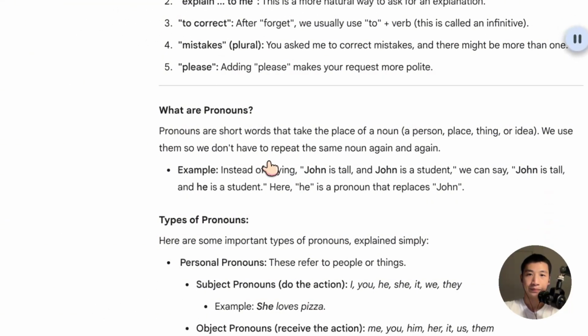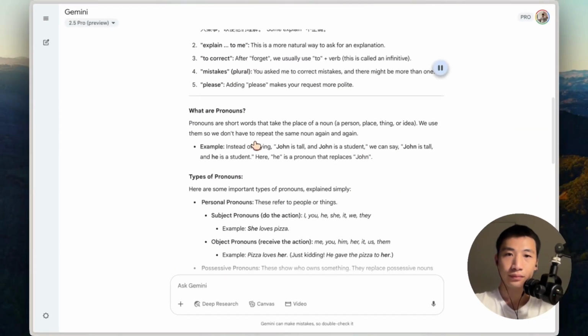What are pronouns? Pronouns are short words that take the place of a noun, a person, place, thing, or idea. We use them so we don't have to repeat the same noun again and again. Example, instead of saying, John is tall, and John is a student, we can say, John is tall, and he is a student. Here, he is a pronoun that replaces John.